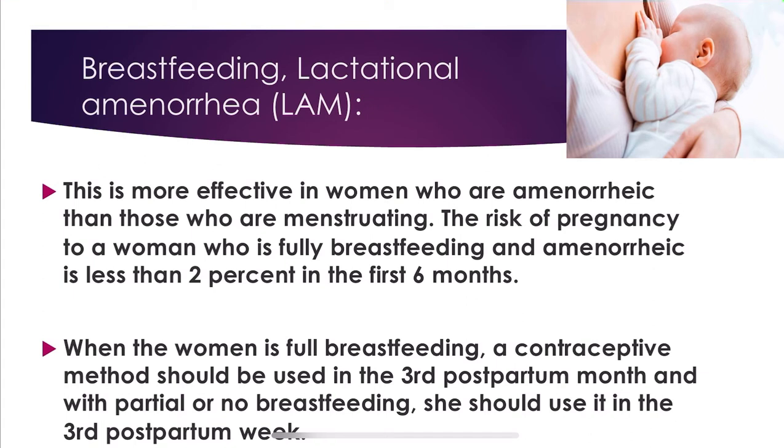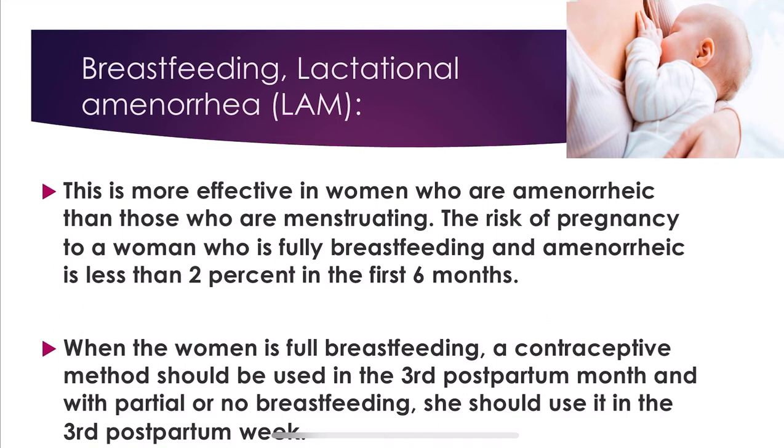So you see they are talking about a fully breastfeeding woman, which means a woman is breastfeeding her child 5 to 6 times a day, consuming 60 minutes of her 24 hours. Then it means she is fully breastfeeding, and she has to use a contraceptive in the third postpartum month. Following the delivery, from the third postpartum month, she has to start using contraceptive.